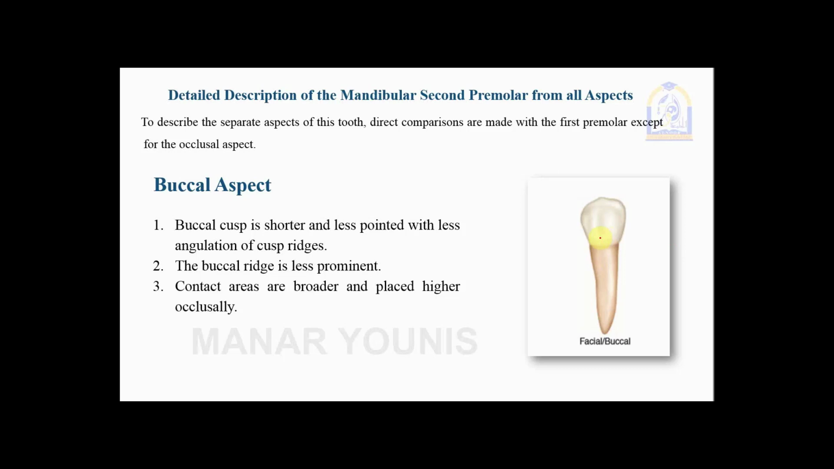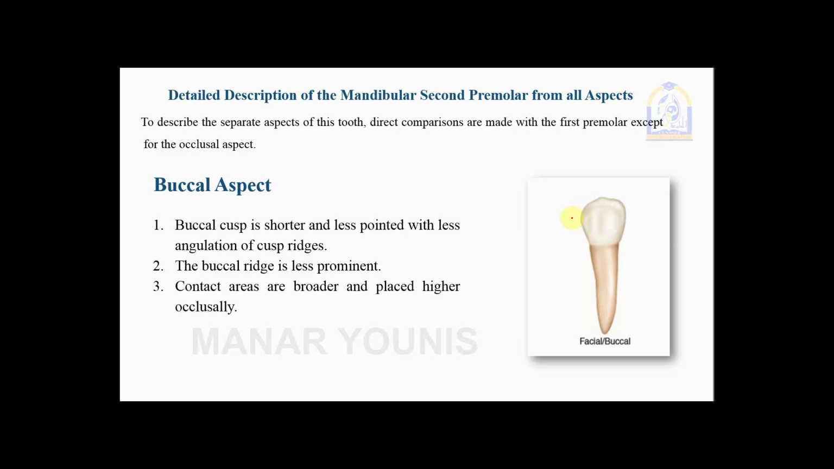The buccal ridge is usually less prominent than the buccal ridge of the mandibular first. Also, regarding the cusp ridges, we can see that the mesial cusp slope is shorter than the distal, or in many cases they are of equal size, and the cusp tip will usually be located in the center with the long axis of the root.